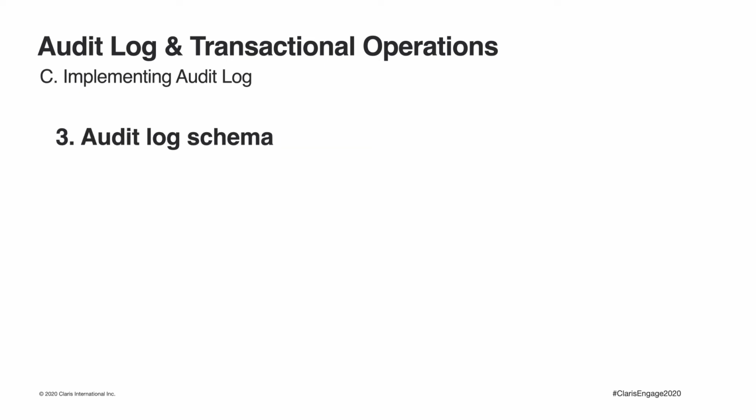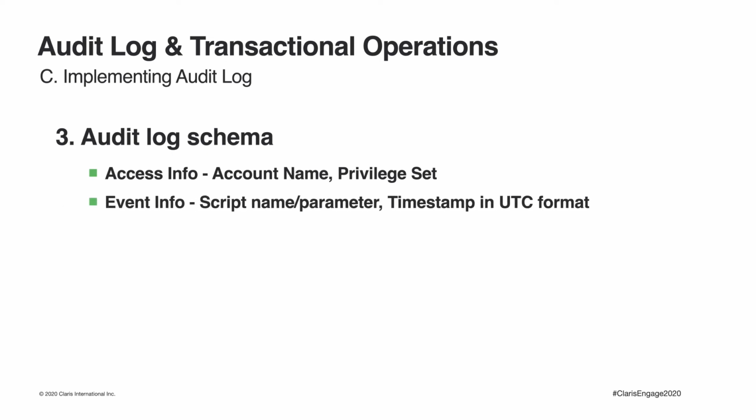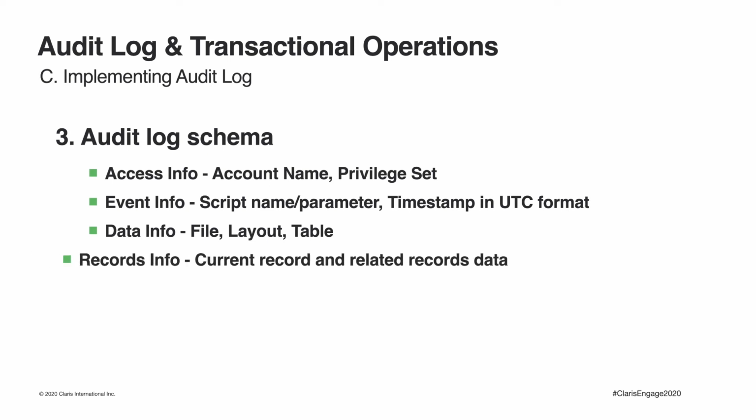So let's make a list of the necessary information in the audit log payload. Access info like account name and privilege set. Event info: script name, script parameter, timestamp in UTC format to avoid time zone issues. Data info, such as file, layout, and table information. Finally, records info. Regarding the records info, the challenge is how one eliminates redundancy.